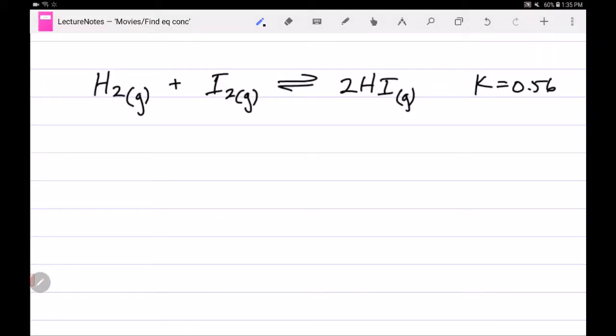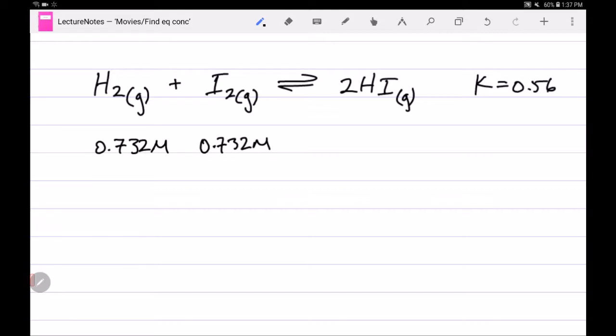Let's say that you have the equilibrium that exists between hydrogen and iodine to make 2 hydrogen iodide, and you have starting quantities of 0.732 molar hydrogen and a starting concentration of 0.732 molar iodine, and you wanted to find the equilibrium concentration of all of the species. You would need to employ what's called an ICE chart.